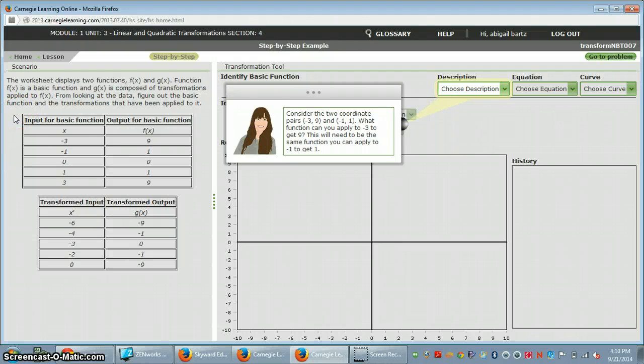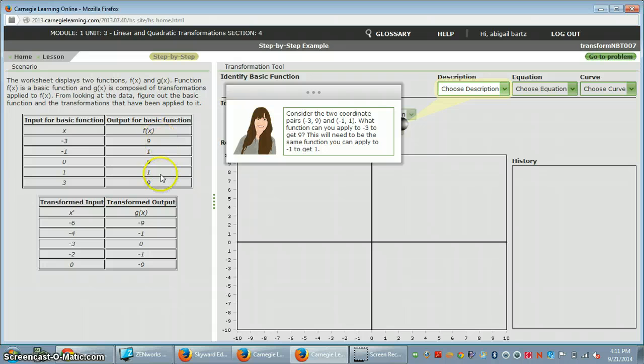The worksheet displays two functions, f of x, which is the top one, and g of x, which is the bottom one. f of x is the basic function, and again, the basic function is that y equals x squared. And g of x is some sort of transform or composition of transformations that we applied to our basic functions. So it could be translations, dilations, reflections. So we're going to decide just from looking at the data, figure out the basic function.